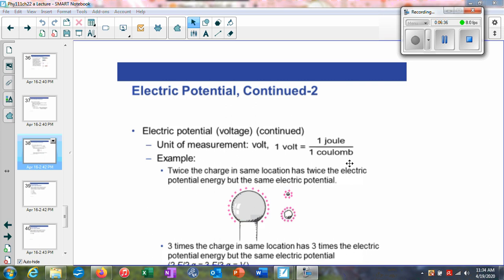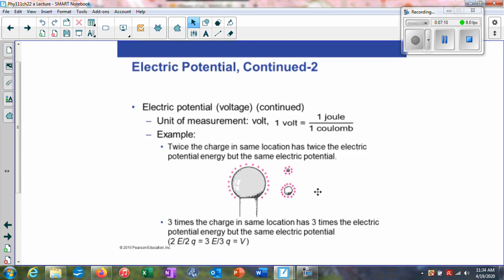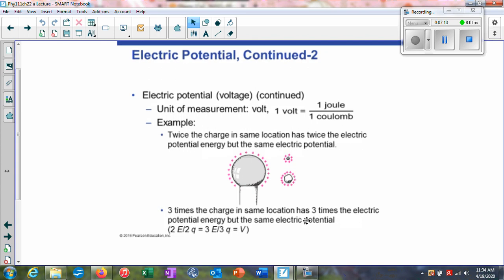Okay? Twice the charge in the same location will have twice that potential energy, but the same electric potential, because this is electric potential. So if I have a 2 coulomb charge, well then to get it to the same place, I'm going to have to do 2 joules of work to it. So that's going to be 2 joules divided by 2 coulombs, which is still going to be 1 volt. So if we continue to use this same logic here, 3 times the charge in the same location will have 3 times the potential energy, but the same electric potential.